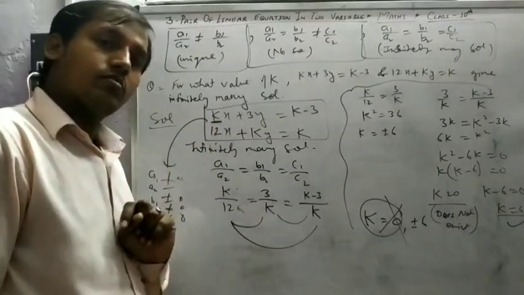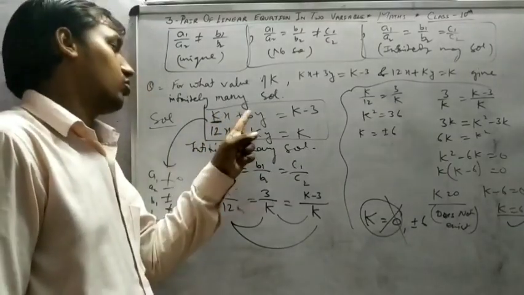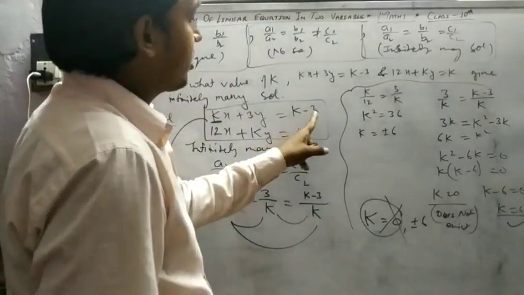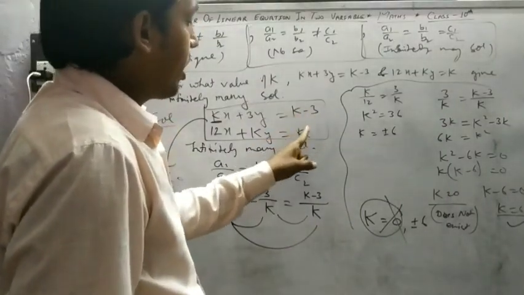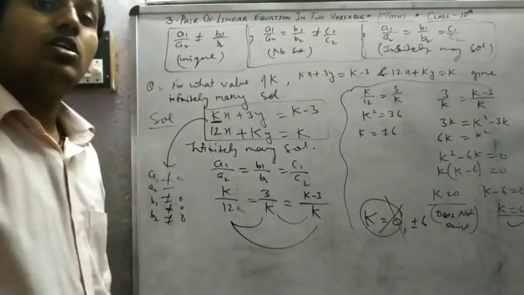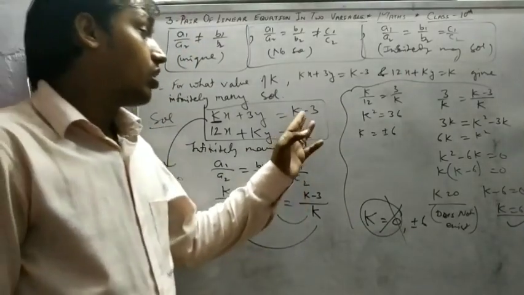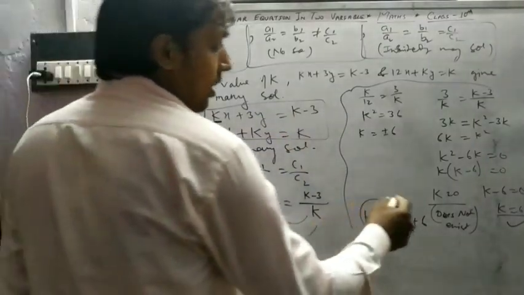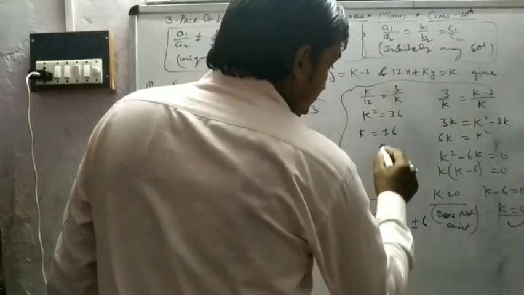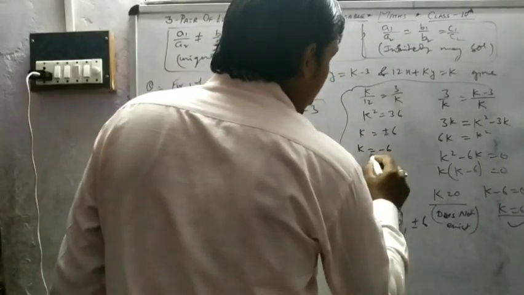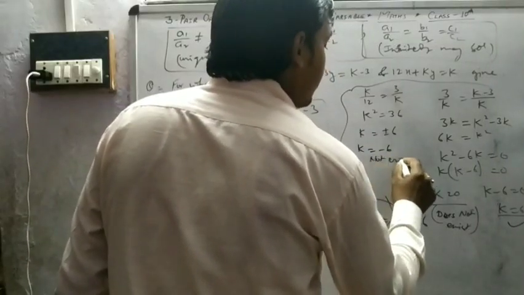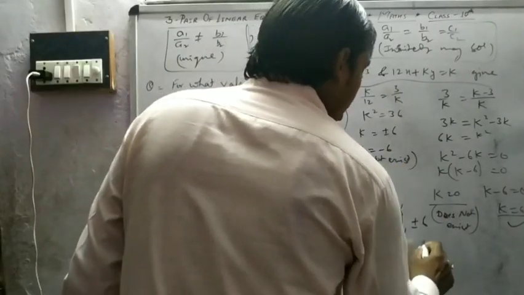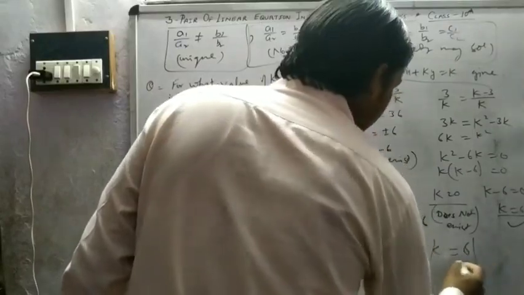Minus 6 upon 12 is minus 1 upon 2. 3 upon minus 6 is minus 1 upon 2. Minus 6, minus 9 upon minus 6, that is not 1 upon 2. Means these three are not equal for k is equal to minus 6. Means k is equal to minus 6 also does not exist. So the value of k is equal to 6.